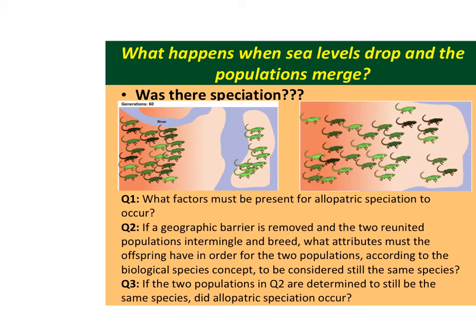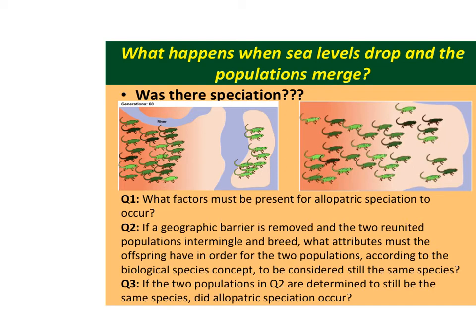And of course, what happens when the sea level rises or drops? This is an island off the coast. Now it's connected to the mainland. Can they interbreed or not? So, what factors must be present for all of speciation to occur?